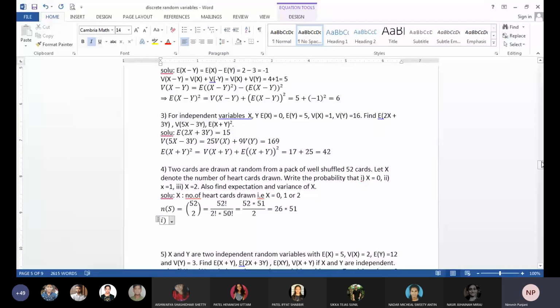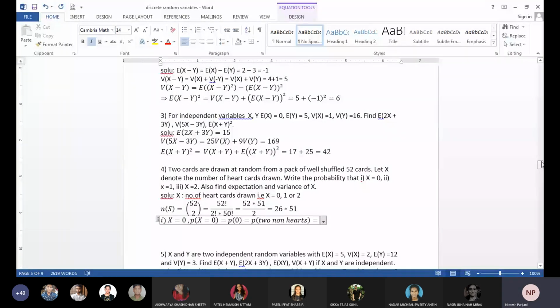Now we will try to find out the probability of x equals 0. The probability of x equals 0, we denote it by P of 0. P of 0 means 0 hearts, so that is the probability of 2 non-hearts. That is what it means, right?